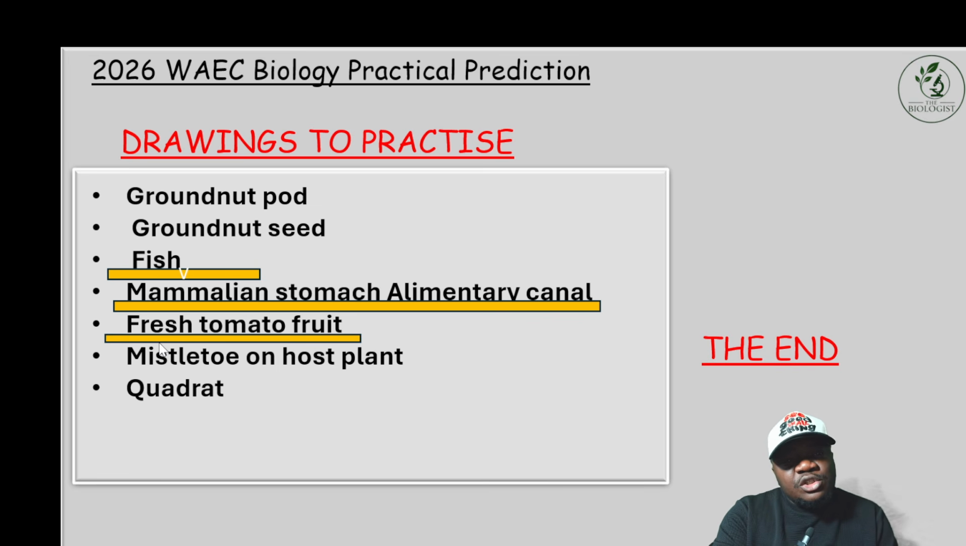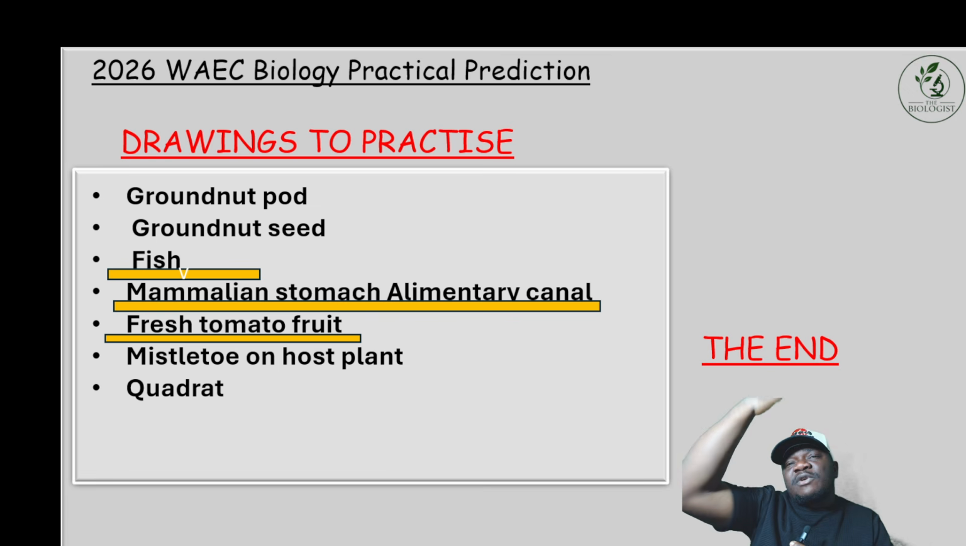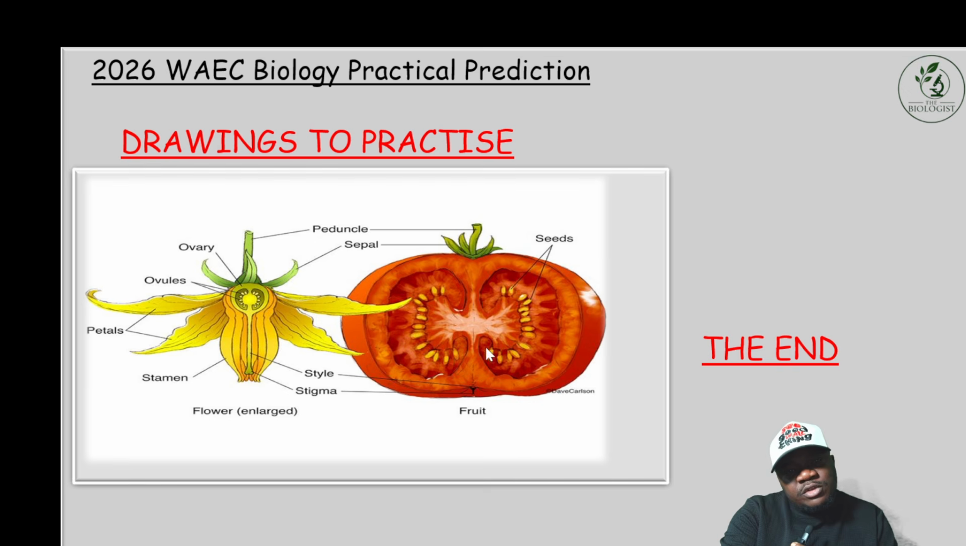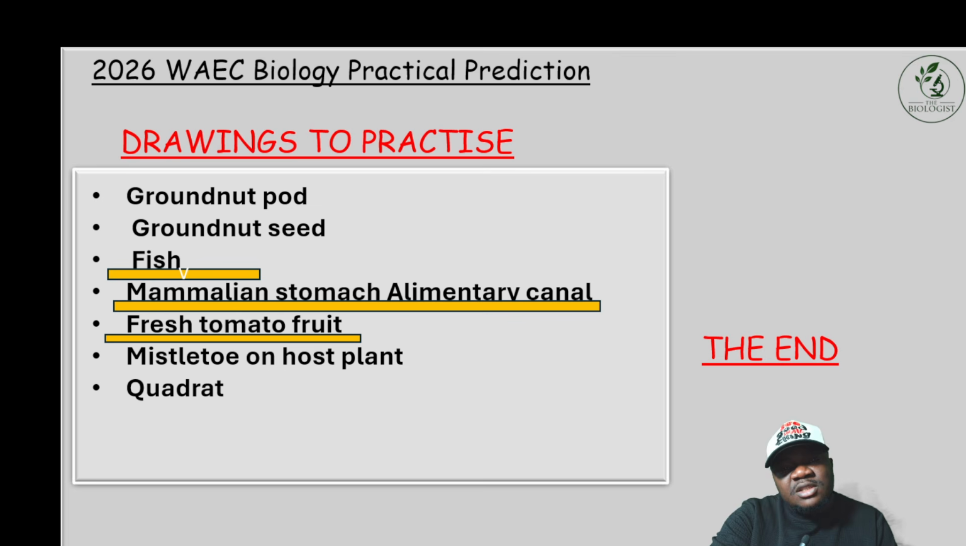For this fresh tomato fruit, they can tell you to get a knife and split it into two, and they may ask you a question like: draw this part of it and label it, and tell us what type of placentation this is. This is axial placentation. So it's very important for you to get this info.